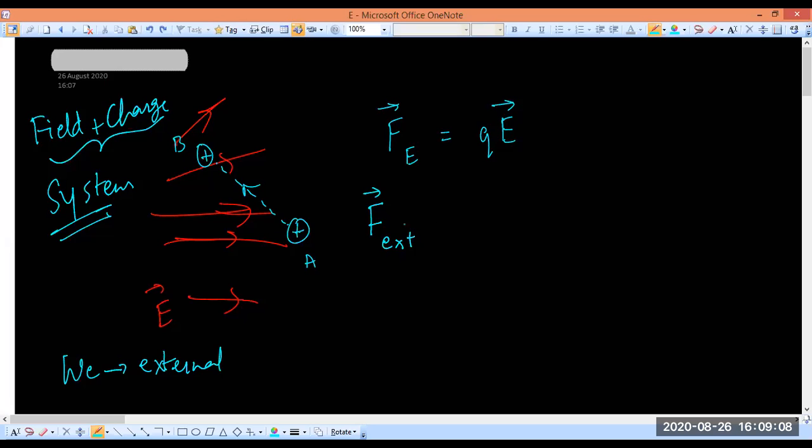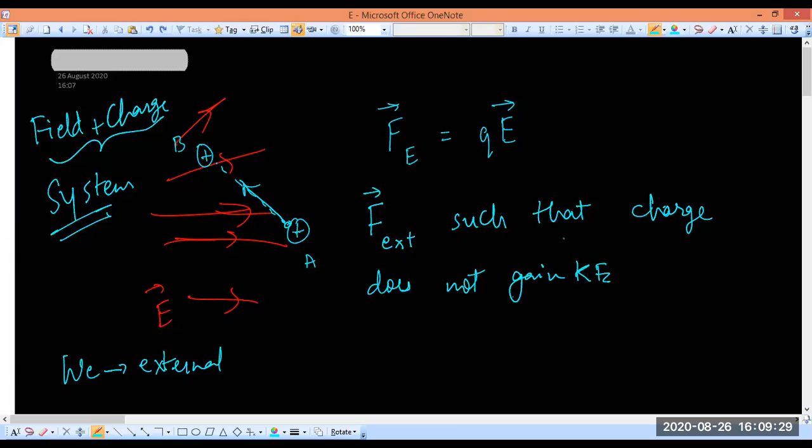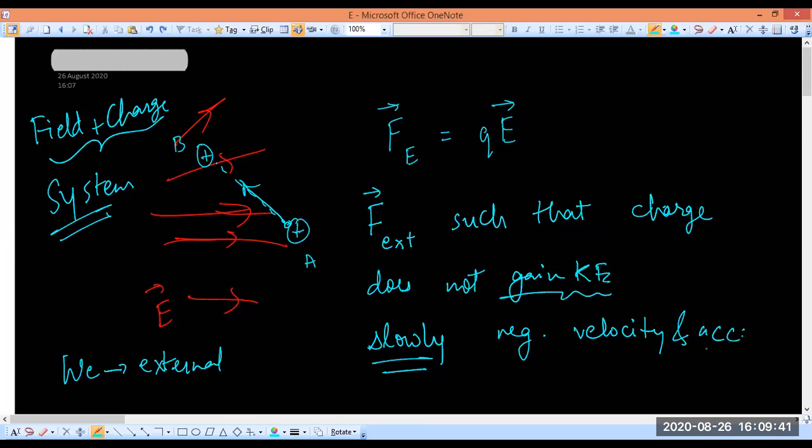We are applying this external force so that this charge will move from this point A to the point B. But we apply F external such that the charge or the particle does not gain kinetic energy. That is, we move it such that it moves very slowly with negligible velocity and acceleration, right?